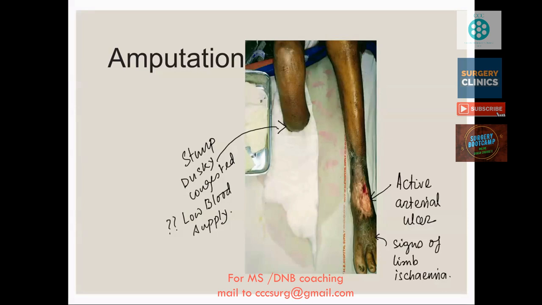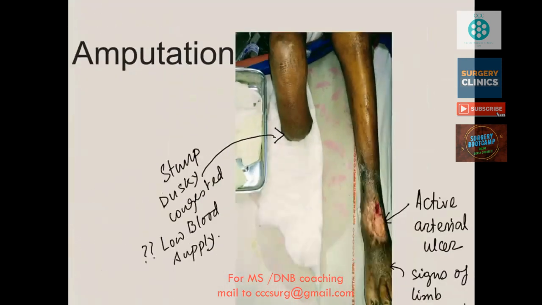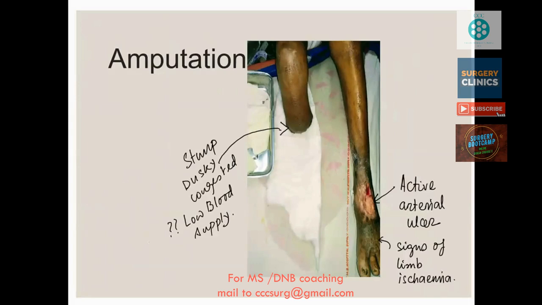You have signs of arterial ulcer, limb ischemia. The amputation stump may have healed well, may not have healed well. You are required to know the details about below knee amputation. Remember foot amputations, particularly remember something called a ray amputation of a foot.